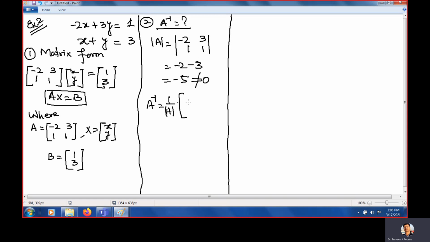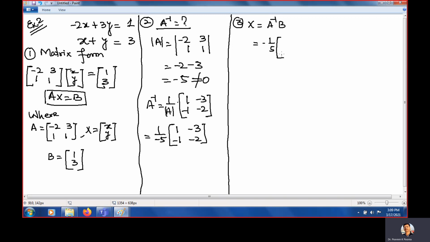And what it is? Interchange these two numbers. 1 minus 2. Negative multiply by minus 3 minus 1. Now put the value of determinant of A. 1 upon negative 5. 1 minus 3 minus 1 minus 2. Now the last step. X equals to A inverse B. It is minus 1 upon 5. 1 minus 3 minus 1 minus 2.